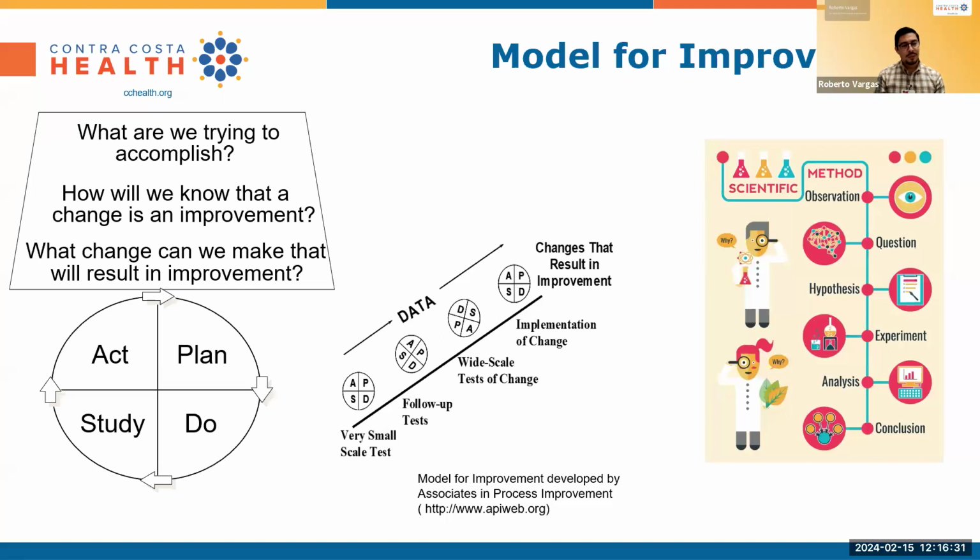Okay, and then just to share a little bit more about the PDSA, you see this little diagram here, almost like a rotating ball of PDSA. It's meant to be just a visual of a rotating activity that is being done. So the idea is, as you progress through these questions, just like you see with the scientific method, you're progressing down. What are we trying to accomplish? How do we know that a change is an improvement? What change can we make that will result in improvement, right?